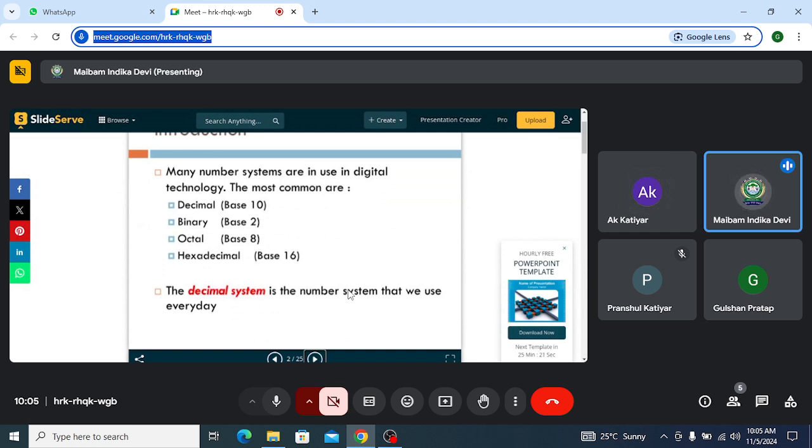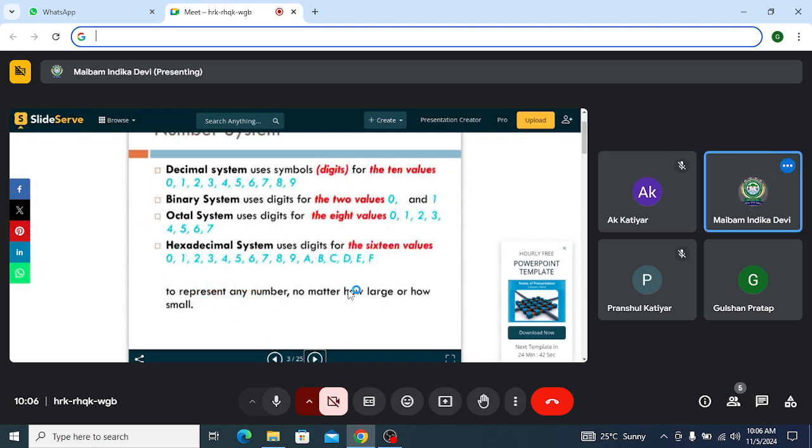Now, the decimal number system. Whatever number system we use in our day-to-day life, for example counting money or counting numbers, is the decimal number system. So you say 10 rupees, 100 rupees, 1000 rupees, or let's say you are counting the number of cars: there are 10 cars, or there are 100 cars. Whatever counting system we use in our everyday activities, it is the decimal system.